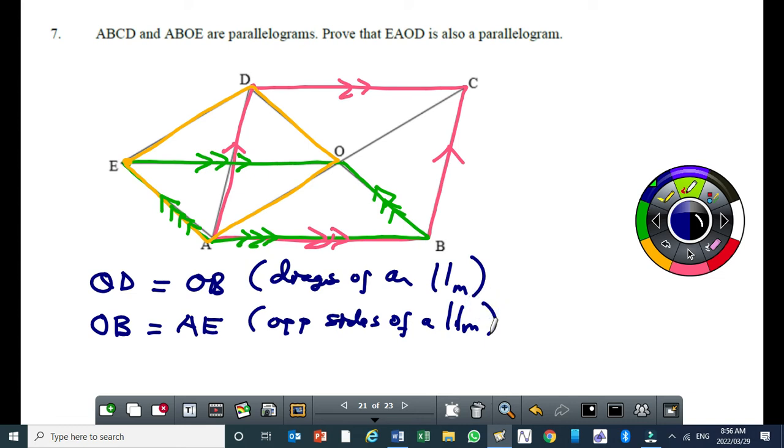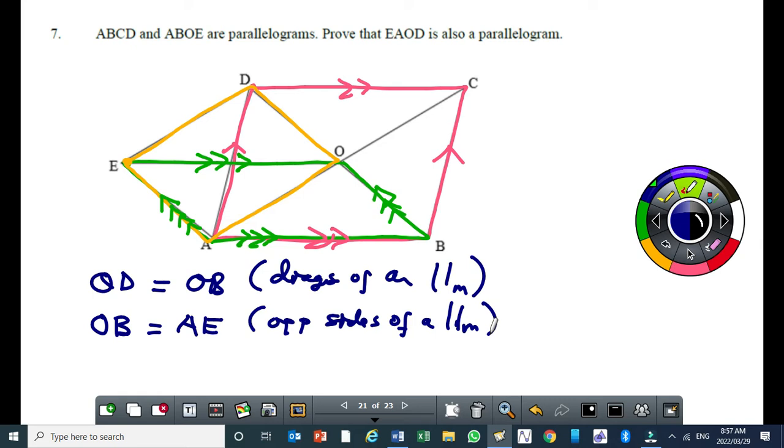You see that? So OD is equal to OB. The reason, diagonals of the parallelogram. Remember, the diagonals of the parallelogram bisect. That's why OD is equal to OB. Then OB is equal to AE because they belong to the same parallelogram, the one which I highlighted in green. We're told that it's a parallelogram. Therefore, its opposite sides are equal. That's why I wrote here opposite sides of the parallelogram.